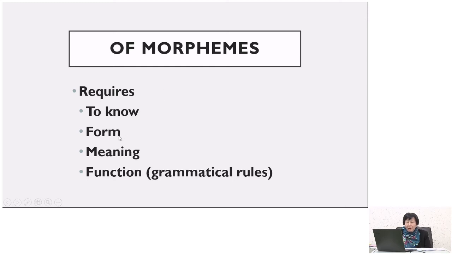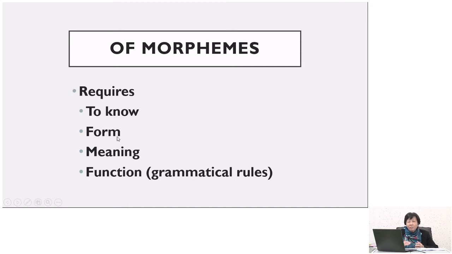You have to know what? Okay, at least you have to know the shape, the form, and you have to know the meaning, and you have to know the function that we call grammatical rules. Okay, otherwise you cannot get the morphemes.